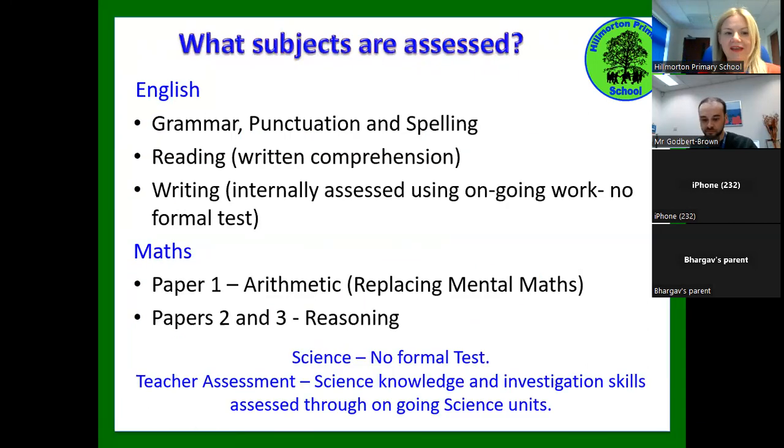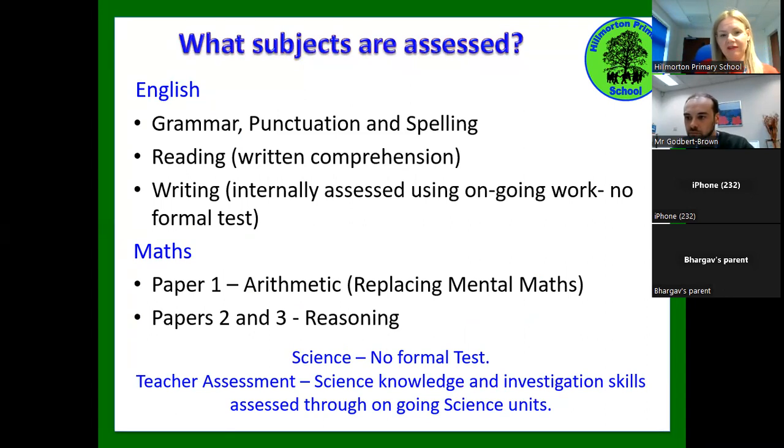The subjects that are assessed in the SATs are English grammar, punctuation, and spelling, so there's a separate assessment for that. Then reading, and the reading assessment takes the form of a written comprehension, and we'll show some examples of those questions a little bit later.